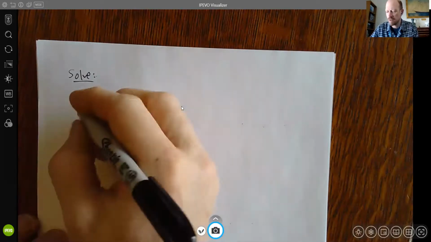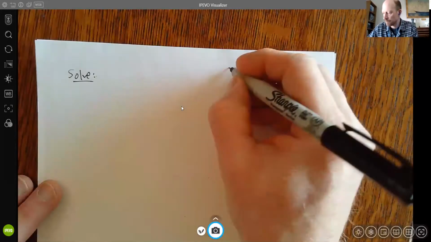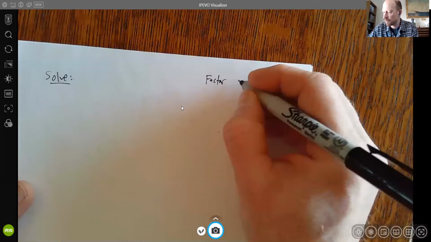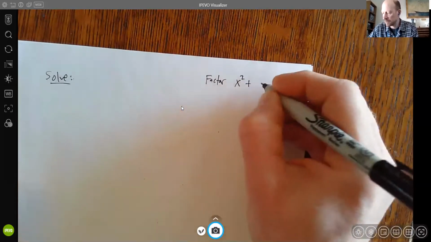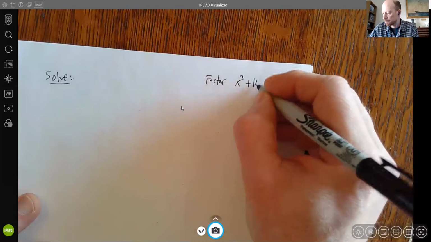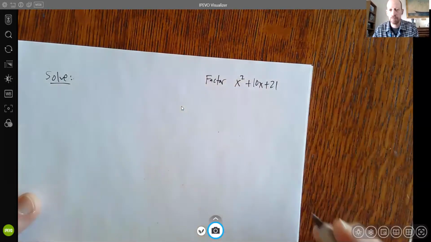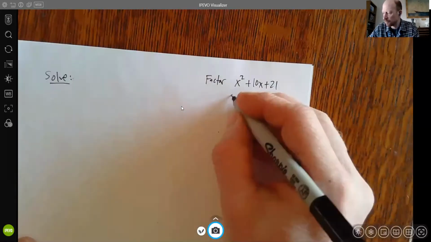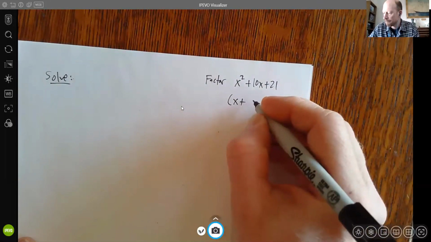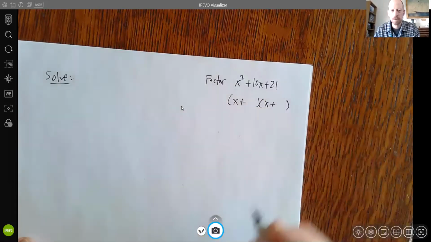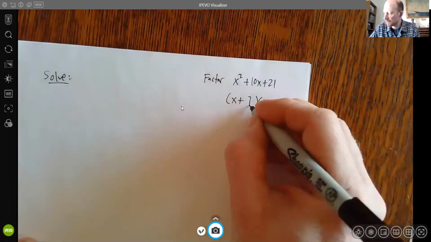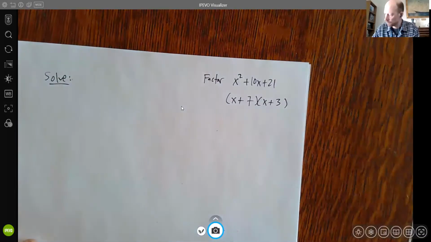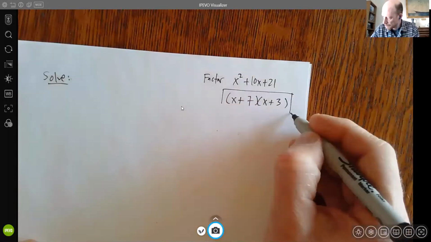So if I say factor x squared plus 10x plus 21, that's not an equation. It doesn't have any solutions because it's not an equation. All I'm able to do and all I'm asked to do is rewrite this, and it turns out that's going to be (x plus 7)(x plus 3). So I'm done. Okay.